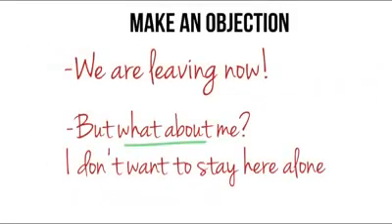So let's take a look at an example of an objection. We are leaving now. But what about me? I don't want to stay here alone. The person who is saying, I don't want to stay here alone, is not happy with the fact, and he is making an objection.